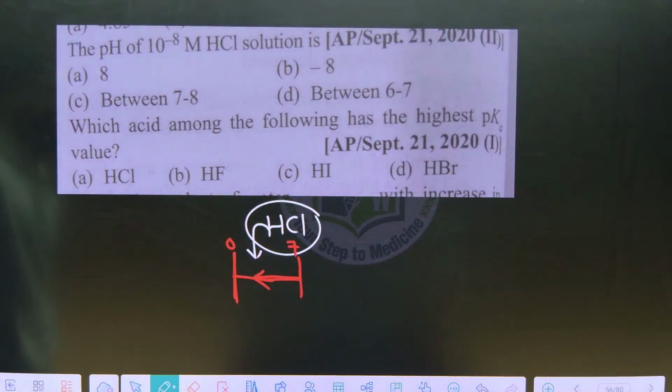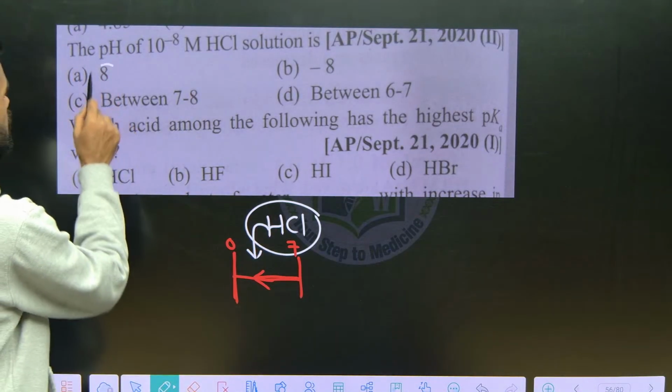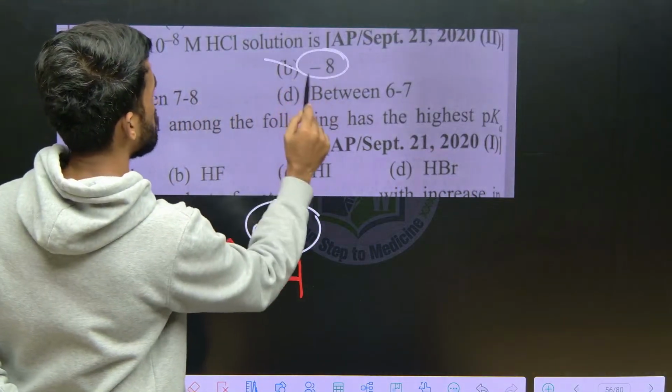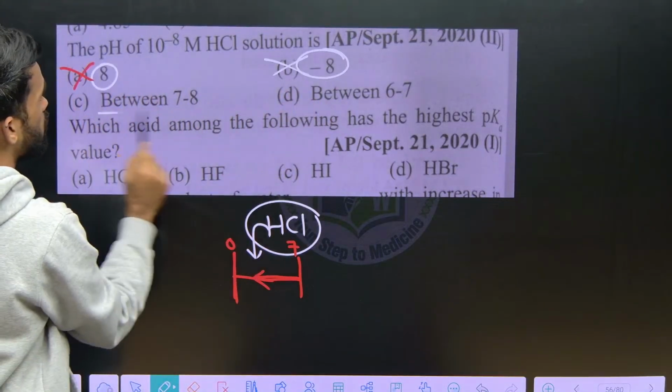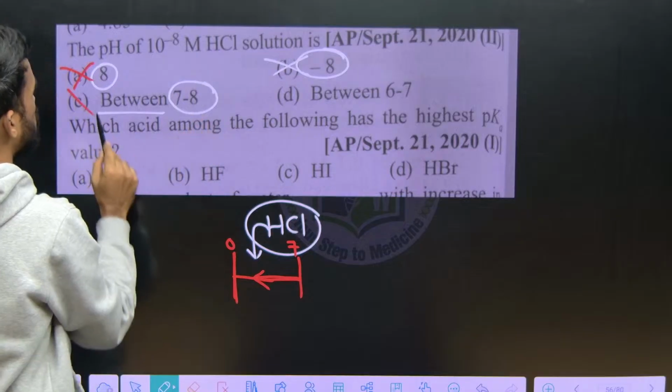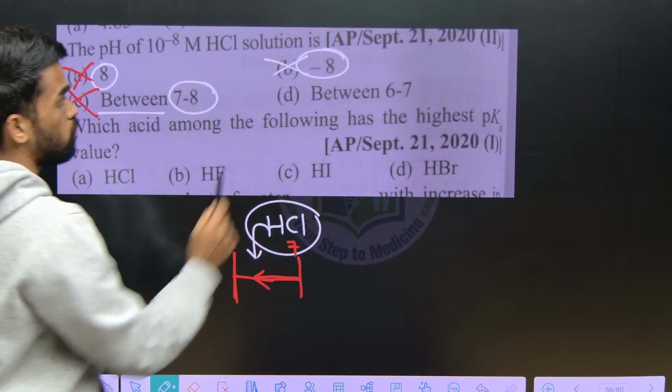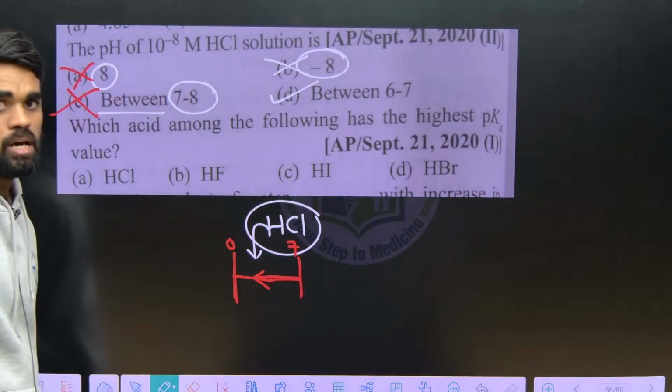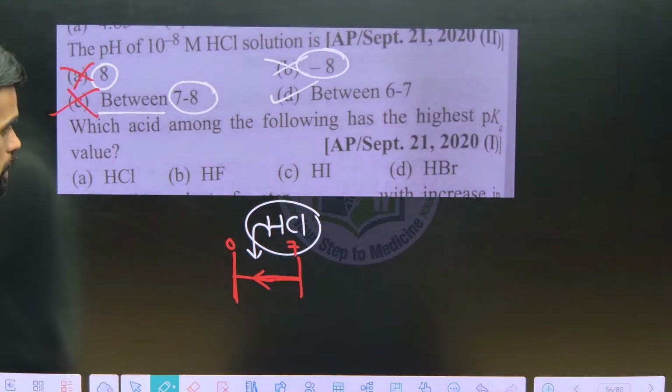Okay. So now here you can see they are saying 8 and minus 8. So ignore them. Between 8 to minus 8, and 7 to 8, that is also ignored. You can directly choose option D. But for this I will give you a proper explanation of how to calculate that value also.